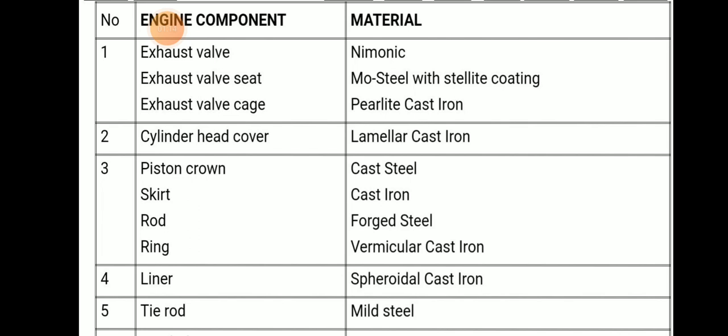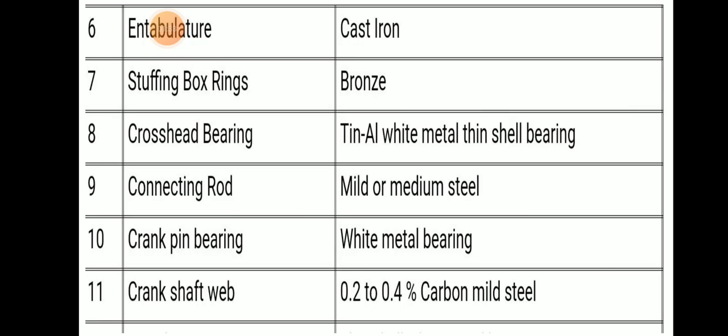So engine component means exhaust valve we use pneumonic, exhaust valve seat we use MO steel with stellite coating, exhaust valve cage we use pearlite cast iron, cylinder head cover we use lamellar cast iron, piston crown we use cast steel, piston skirt we use cast iron, piston rod we use forged steel, piston ring we use vermicular cast iron, cylinder liner we use spheroidal cast iron, then tie rod we use mild steel.